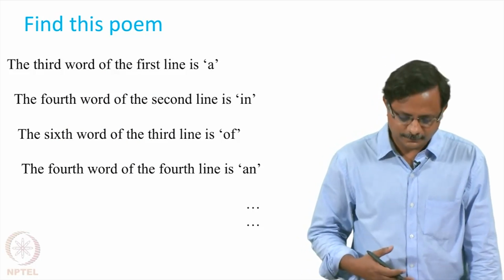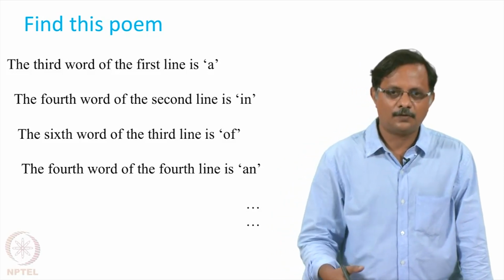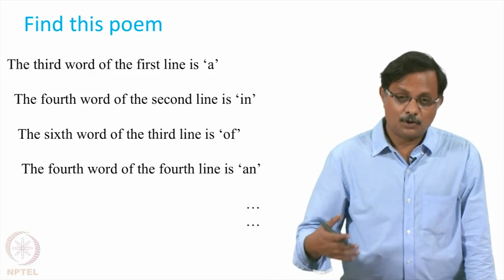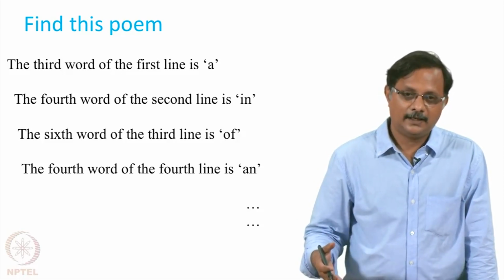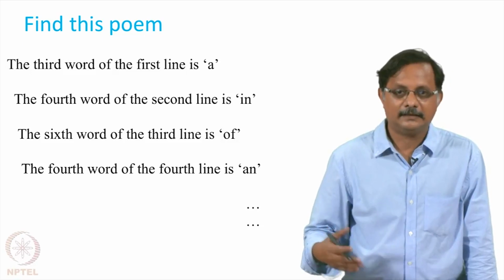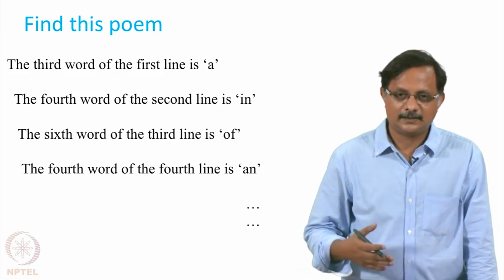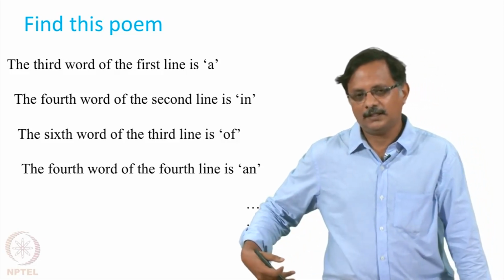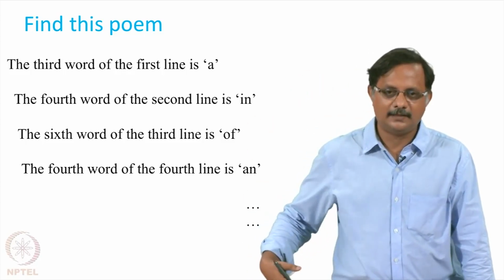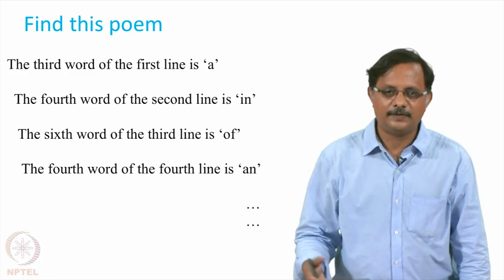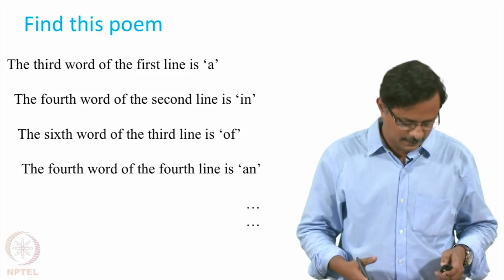I am going to read a poem to you, but in a very weird format, and you need to figure out what this poem is. The poem has 4 lines, and the third word of the first line is a, and the fourth word of the second line is in, the sixth word of the third line is of, and the fourth word of the fourth line is an, and so on and so forth. I am going to give you the positions of various words by describing them over many sentences. It is a nightmare to figure out what this whole poem is by reconstructing all these instructions.